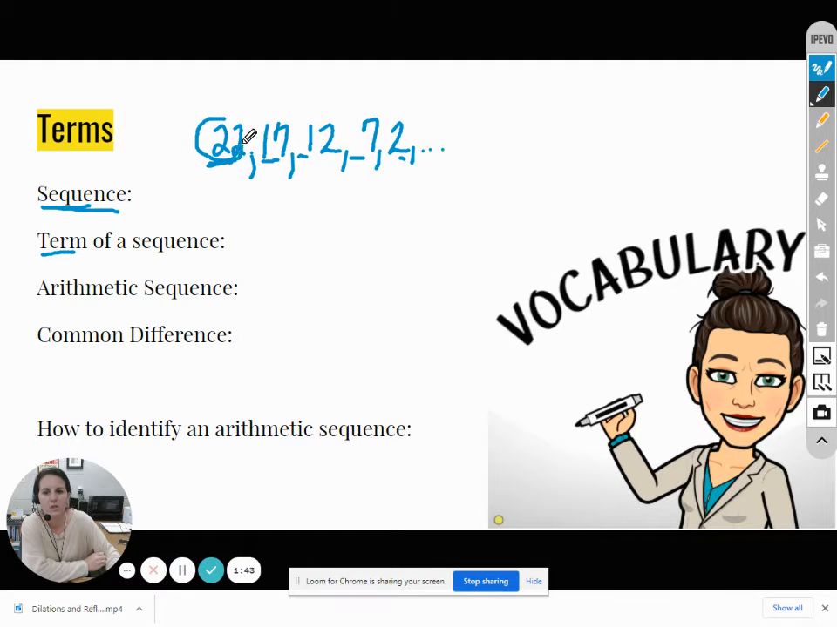So 22 is my first term. 17 is my second term. 12 is my third term. So if I ask you to find the 100th term, you would just have to keep on going, keep on going, keep on going till you found it.